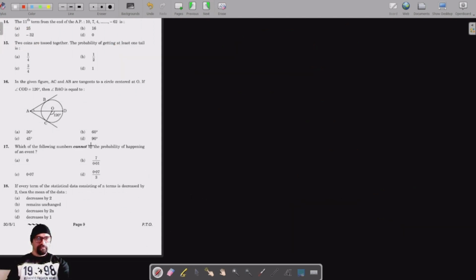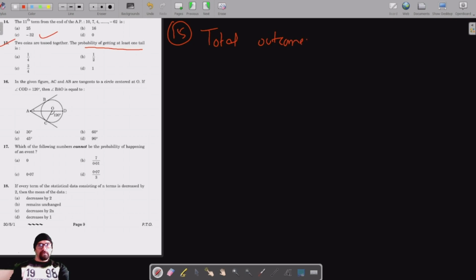Okay, for question number 15, it's given that two coins are tossed together. We have to find the probability of at least one tail. So when two coins are tossed, our total outcomes are 2 squared, which is 4. These are the total outcomes, 4, which is the sample space.